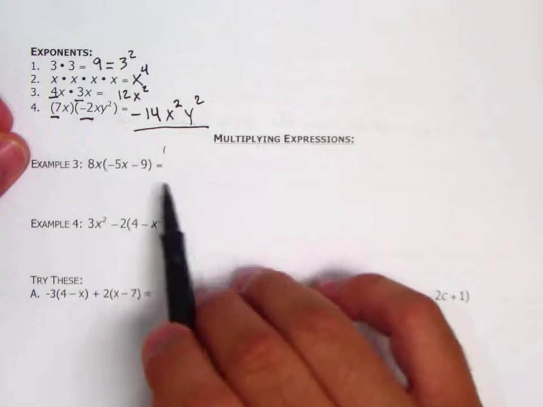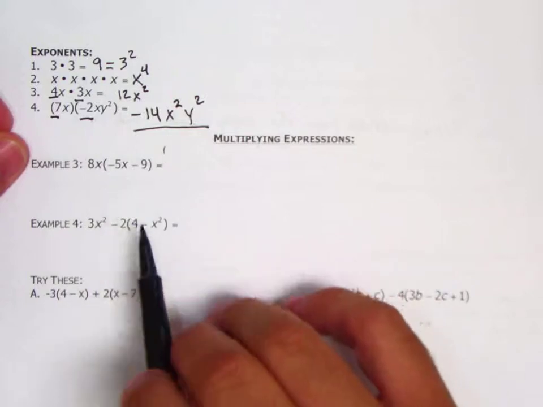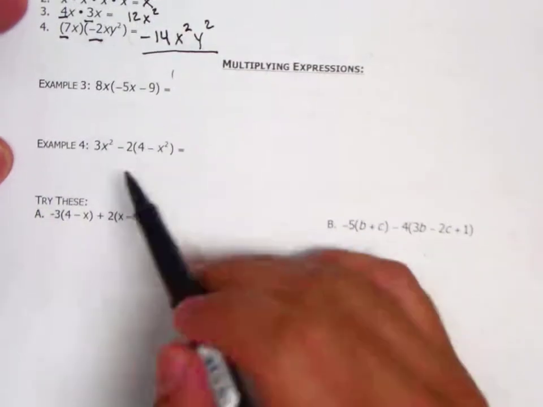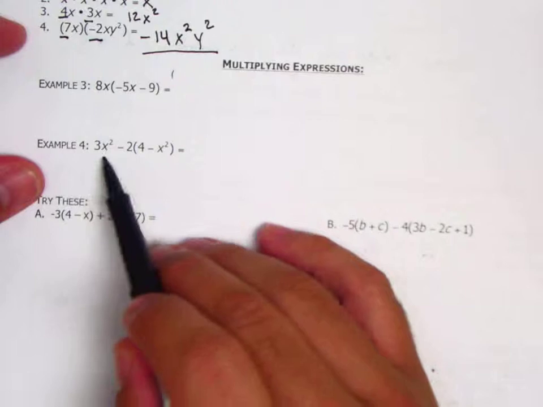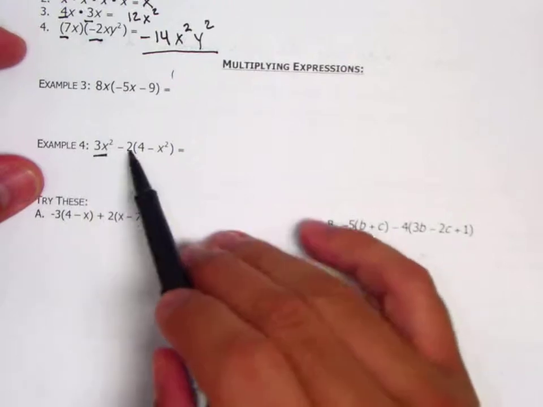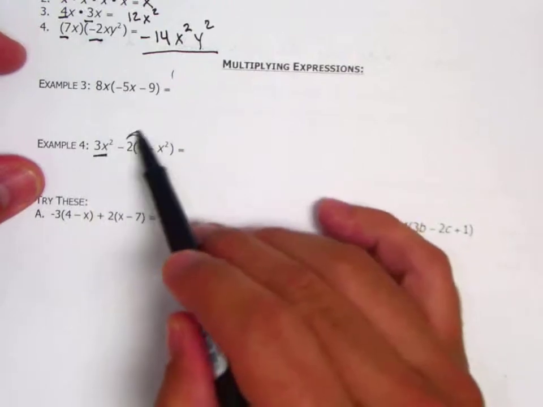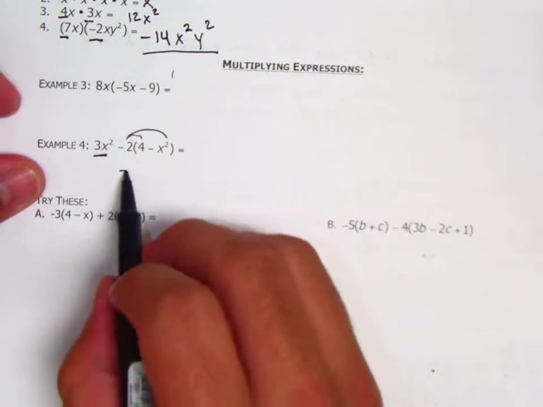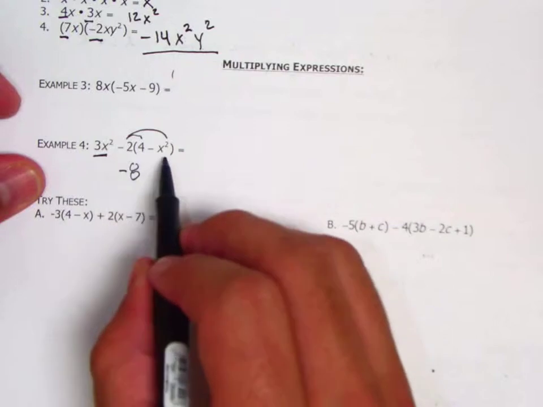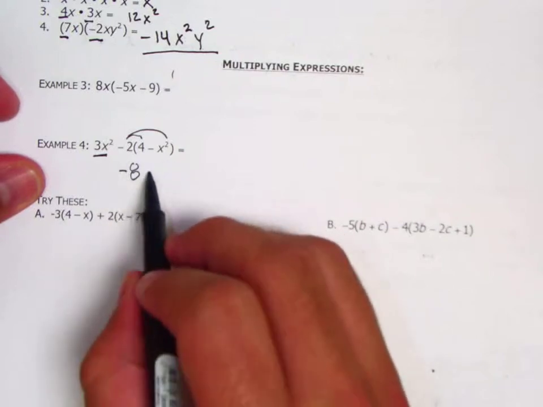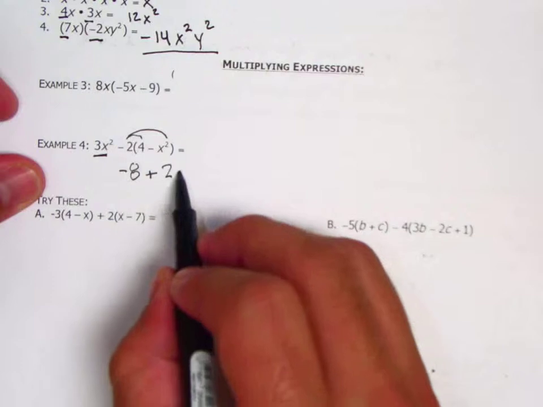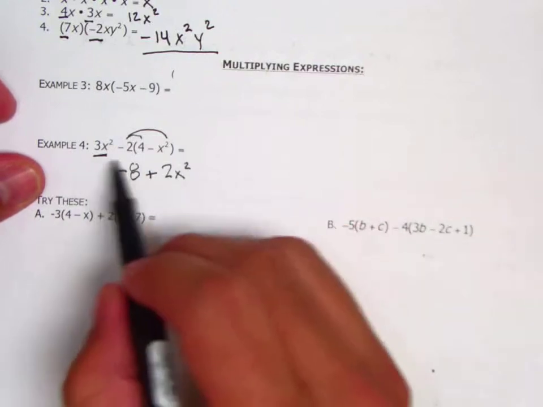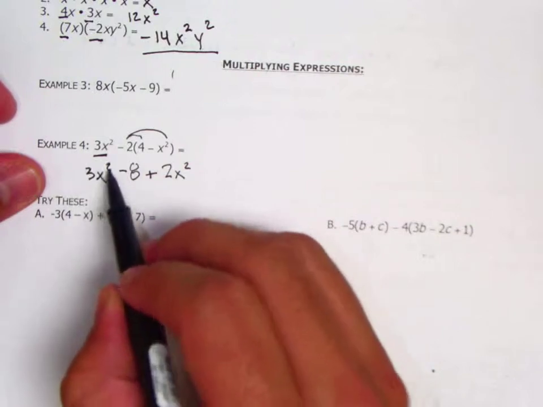We're going to disregard example number 1 for now and move on to example 4. As we look at this here, the 3x squared, there's nothing going on over here, so we're just going to leave it there. We do have to distribute this negative 2. Negative 2 times 4 is negative 8. Negative 2 times negative x squared. Negative times a negative makes a positive. 2 times x squared is 2x squared. Since nothing happened to the 3x squared, we're just going to bring it down.